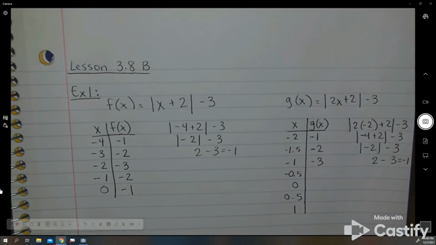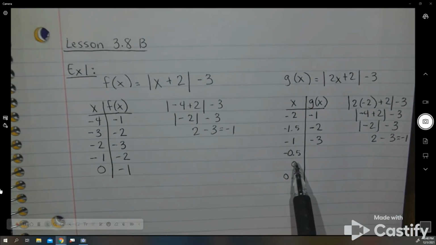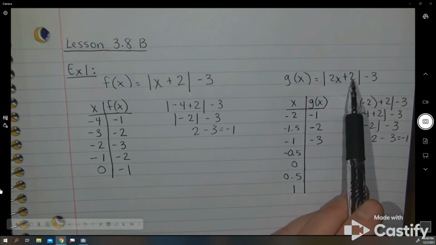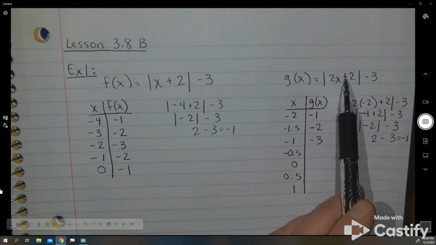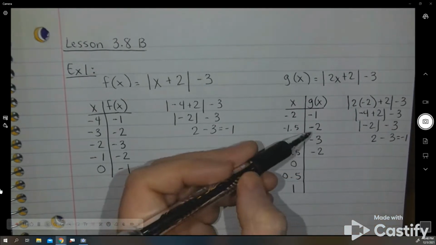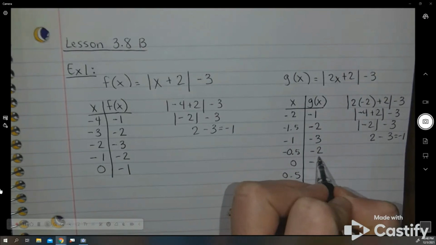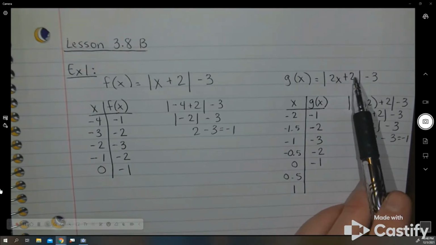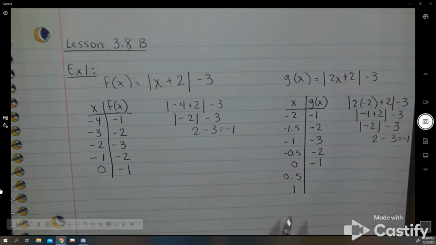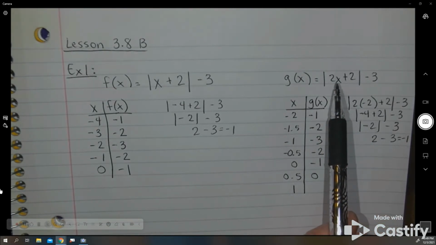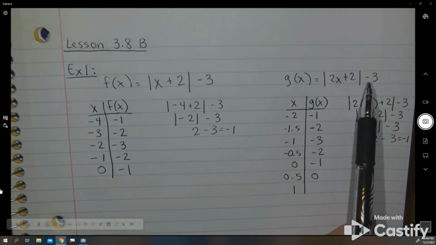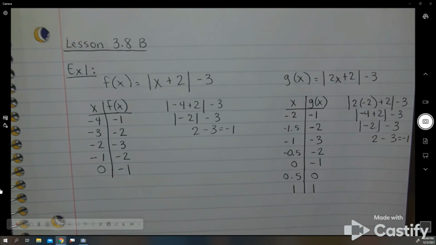And I would suggest writing these down. I'm just trying to save a little bit of space for you in your notebook here. -1/2 times 2 is -1. Plus 2 is 1. The absolute value of 1 is 1. 1 minus 3 is -2. Hey, look at that. We started our pattern over here. So I know that the next one is going to be -1. Half of 2 is 1. 1 plus 2 is 3. The absolute value of 3 is 3. 3 minus 3 is 0. 2 times 1 is 2. 2 plus 2 is 4. The absolute value of 4 is 4. Minus 3 is 1.